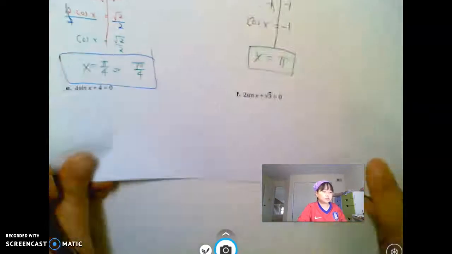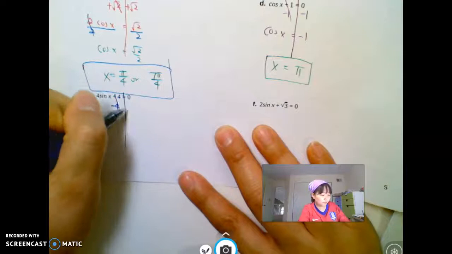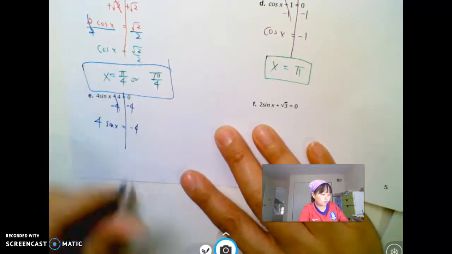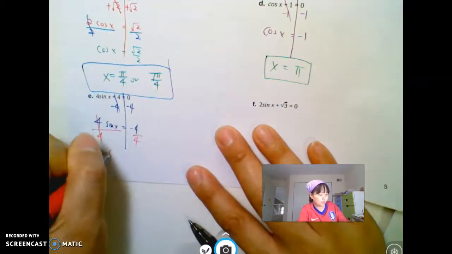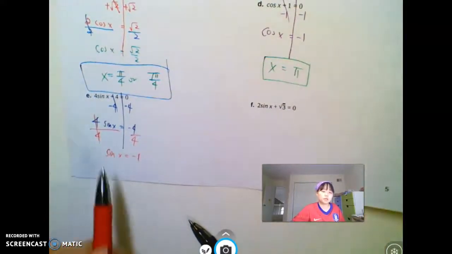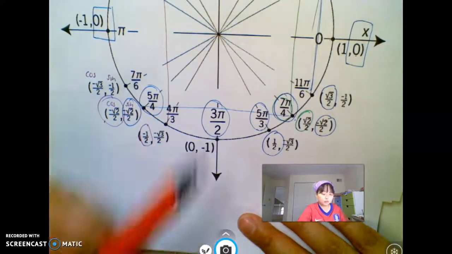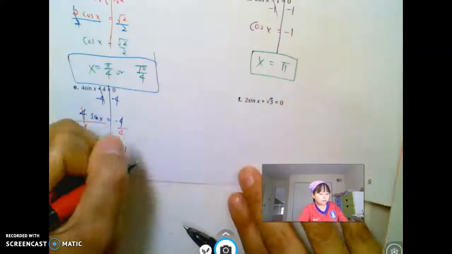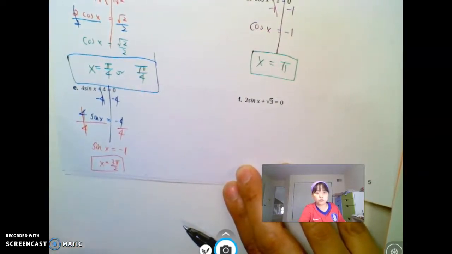All right, let's do E. Is there something to add or subtract? Yes, negative 4. So 4 sine x equals 0 minus 4, which is negative 4. Is there something to divide? Yes, 4. Sine x is negative 1. So then you go to the chart. Sine is the y. Look for the y at negative 1. Right there. It's always cosine, then sine. So 3 pi over 2. This one only has one solution.